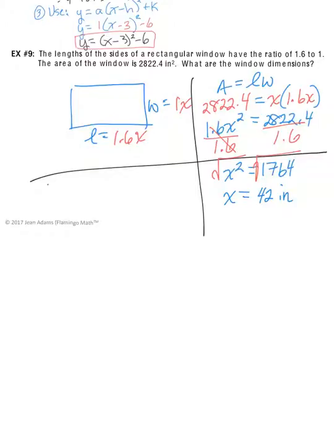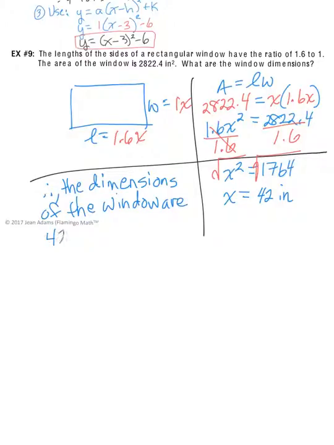So, therefore, the dimensions of the window are 42 inches by, and then 1.6 times 42 is 67.2 inches.